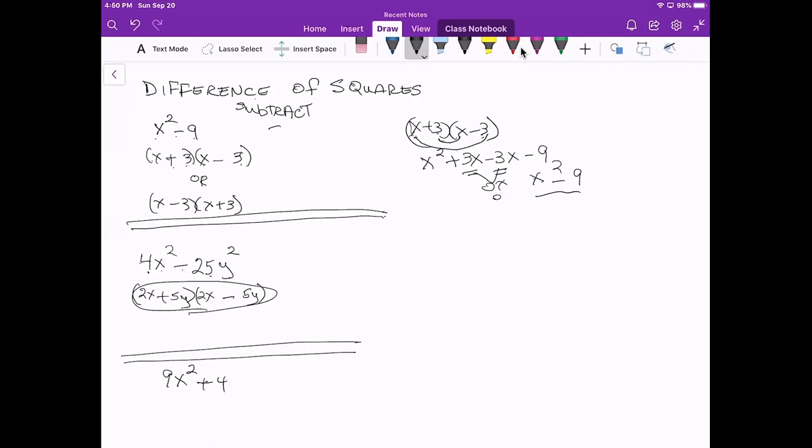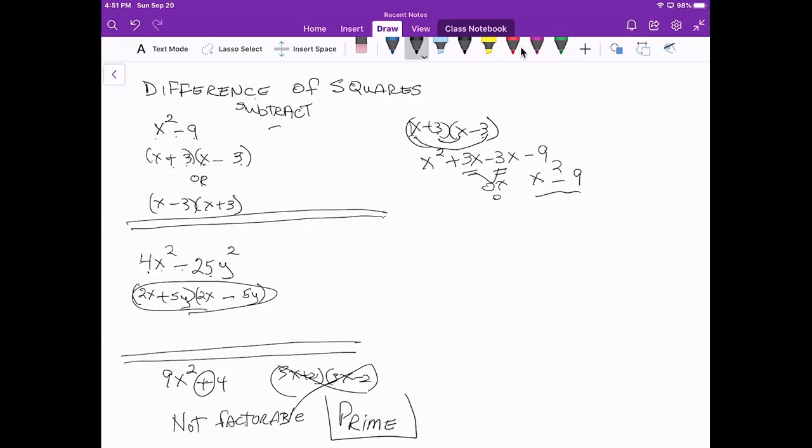All right, the answer is, well, some of you may have written 3x plus 2, 3x minus 2, and that would be wrong. Now, why is it incorrect? Because you have a positive. It's not a difference. So therefore, the answer is not factorable, or you're going to be asked, all right, it's prime. You know what prime numbers mean. Only 1 times the number itself, no factors. You cannot factor that. It's a prime.